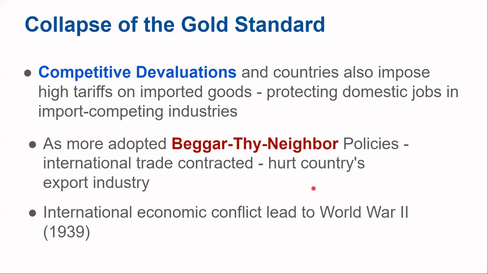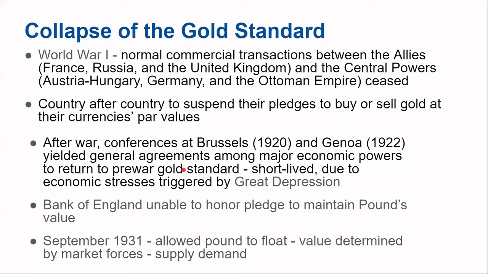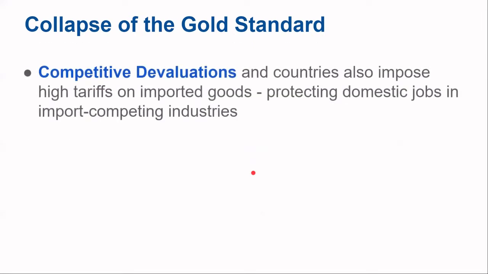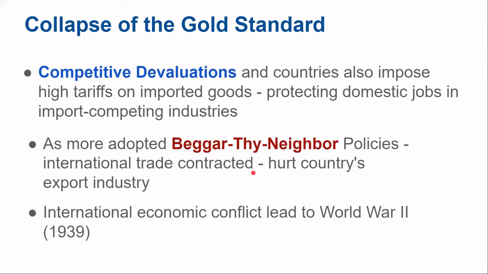In 1939. Right, so you see the stages: a gold standard, and then no more gold standard. Every country tried to float. I forgot to mention float just now. Float means the pound's value will be determined by the forces of supply and demand, market forces. So you float the currency.